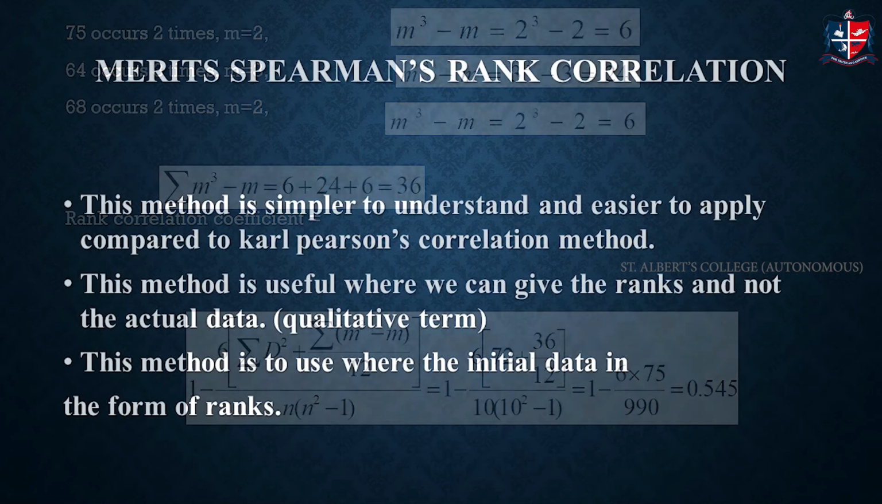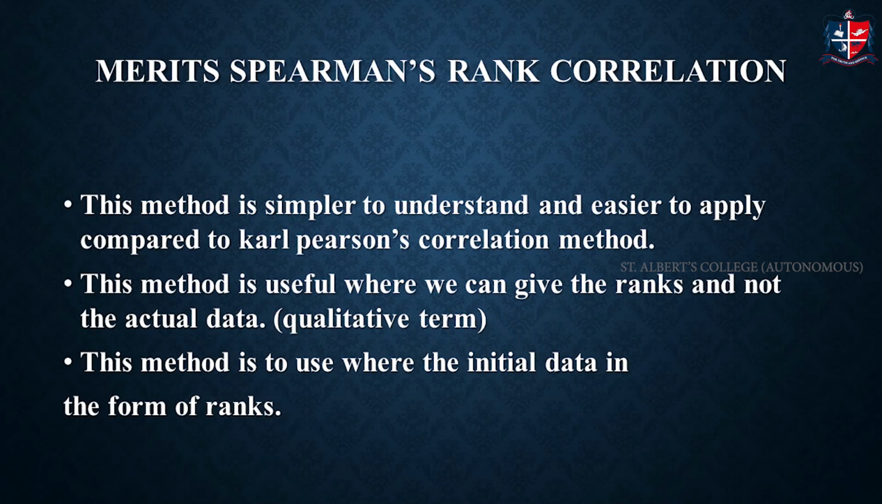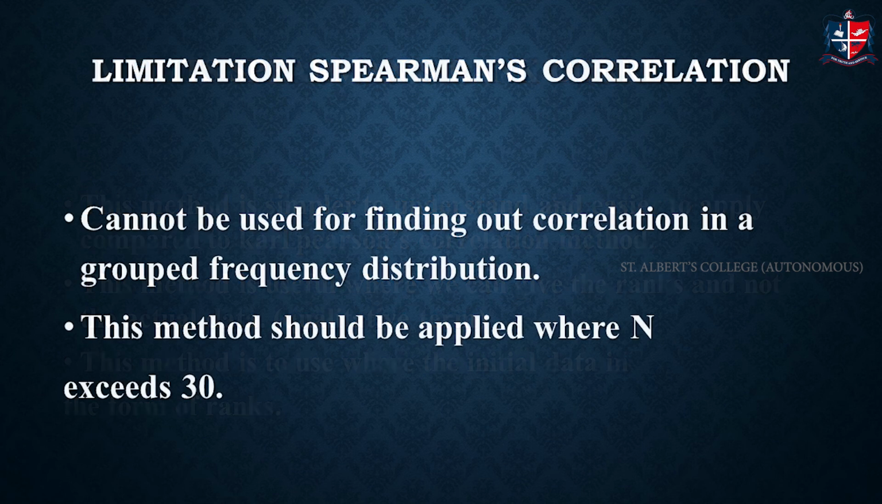Spearman's rank correlation coefficient. The next thing is the merits of Spearman's rank correlation coefficient. It is very easy and simple to understand. If the data is in a qualitative form, it is very useful to find the correlation coefficient. Then the limitations: it is not possible to use it for grouped data, that is, a frequency distribution. And if n exceeds 30, it is very difficult to find Spearman's rank correlation coefficient.